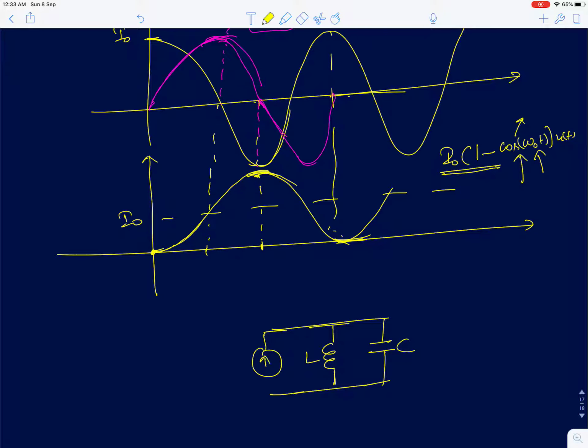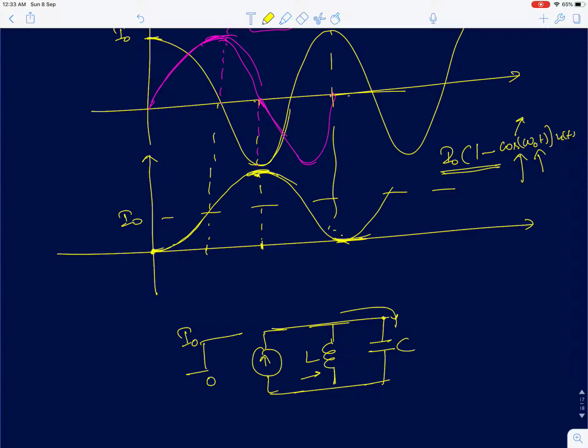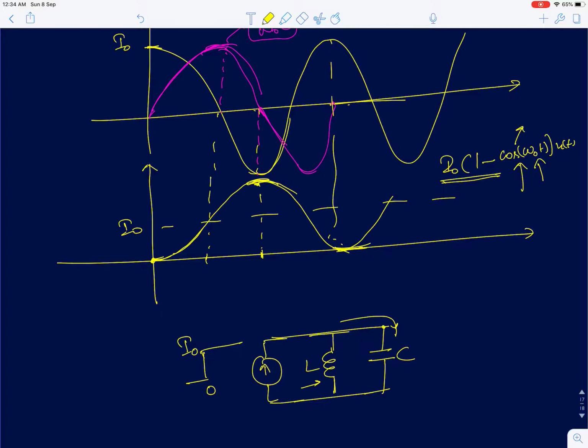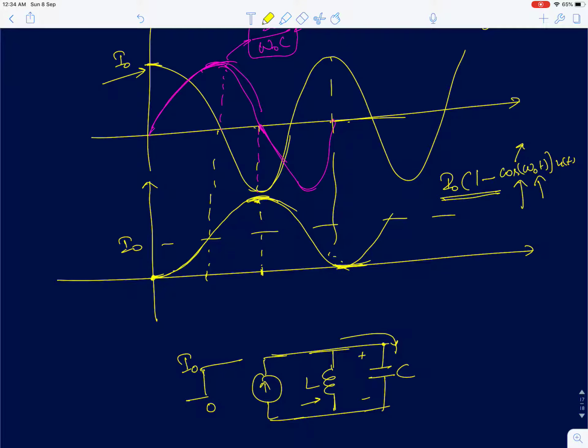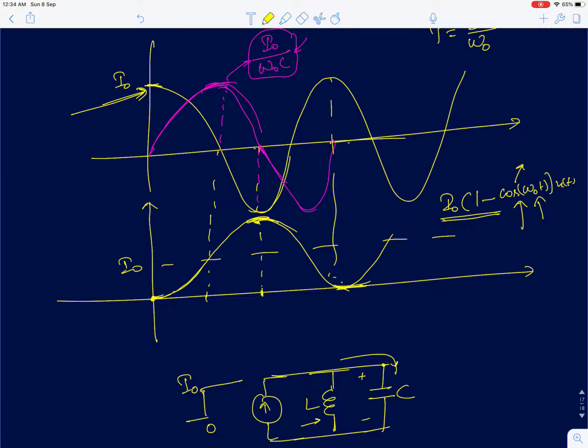So first, the moment I inject a step current, where it's going from 0 to I naught, because the inductor is going to offer a large impedance at t equal to 0, the current I naught will instantly flow through the capacitor. Now the moment the current I naught flows through the capacitor, the voltage is going to increase because it's going to charge the capacitor. So that's what we see here. The capacitor current is I naught in this waveform, and the capacitor voltage slowly starts to increase.